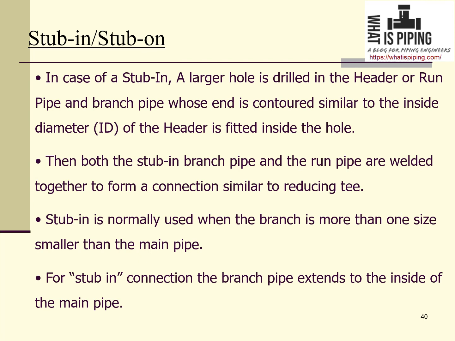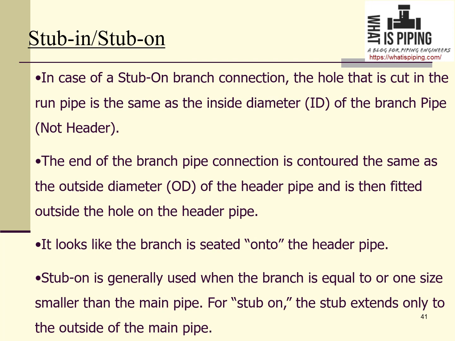Now, what is a stub-in? In case of a stub-in, a larger hole is drilled in the header or run pipe and a branch pipe whose end is contoured similar to the inside diameter of the header is fitted inside the hole. Then both the stub-in branch pipe and the run pipe are welded together to form a connection similar to a reducing T. Stub-in is normally used when the branch pipe is more than one size smaller than the main pipe. For stub-in connection, the branch pipe extends to the inside of the main pipe.